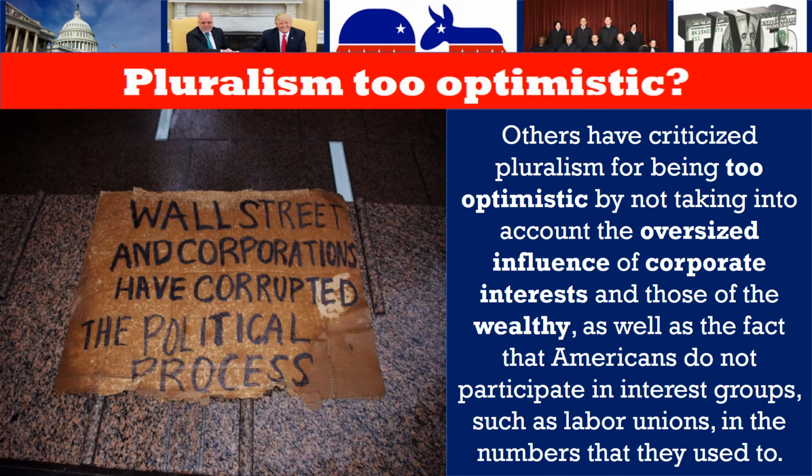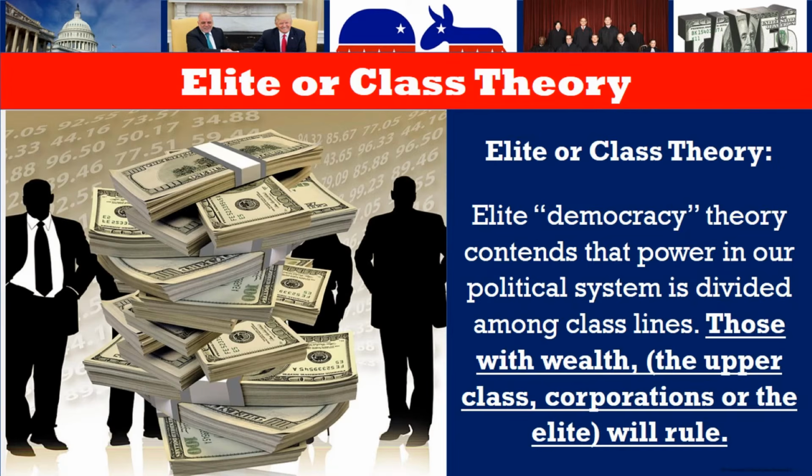The pluralist theory of politics has also been criticized for being too optimistic by not taking into account the oversized influence of corporate interests and those of the wealthy, as well as the fact that Americans do not participate in interest groups, such as labor unions, in the numbers that they used to. And this leads to our last theory on politics and government, which is the elite or class theory. The theory of elite quote-unquote democracy contends that power in our political system is divided among class lines. Those with wealth, the upper class, corporations, or elite, will rule.